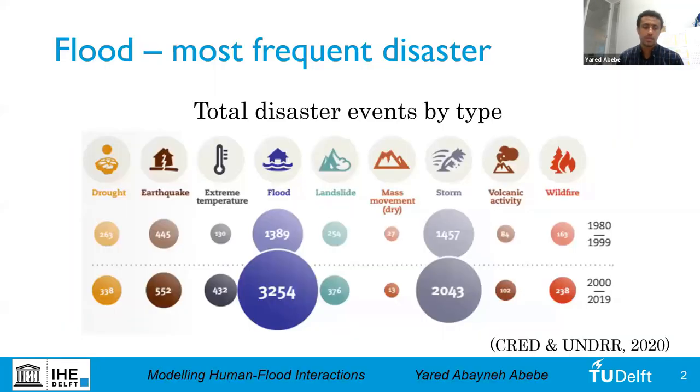So we start with floods. Floods are the most frequent disaster on Earth. From 1980 to 1999, in terms of total number of disasters, they were the second most frequent disasters. But from the year 2000 onwards, the last two decades, floods are the most common type of disasters.